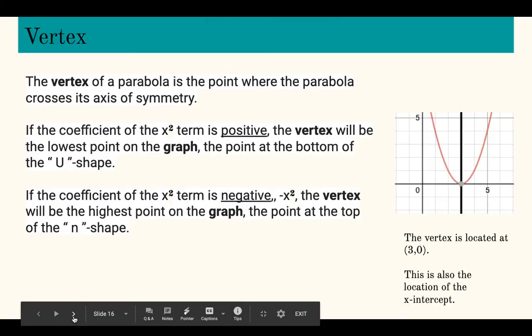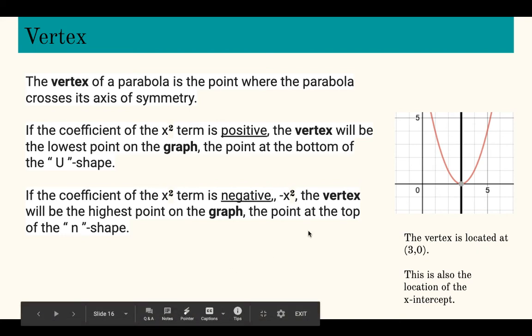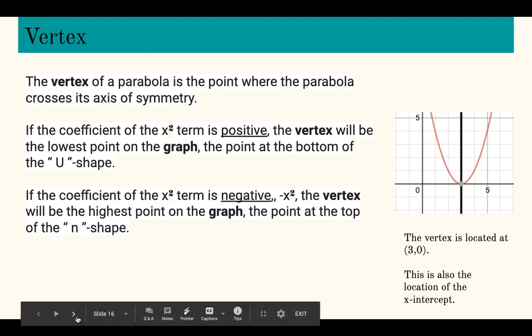The vertex of a parabola is the point where the parabola crosses the axis of symmetry. If the coefficient of the x squared term is positive, the vertex will be the lowest point on the graph, the point on the bottom of the U shape. If the coefficient of the x squared term is negative, the vertex will be the highest point in the graph, the point at the top of the N shape. So this is an example of a positive x squared because it's concave up. The vertex is located at 3, 0. Okay.